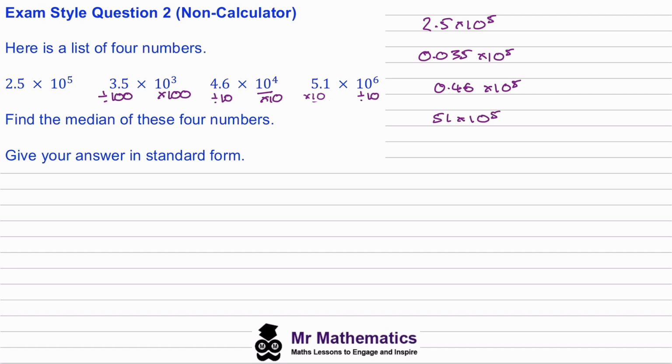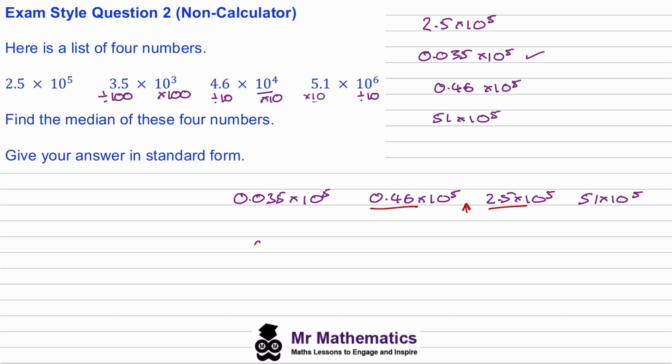So in ascending order, we've got the 0.035. Then we've got the 0.46. The 2.5 times 10 to the 5. And the 51 times 10 to the 5. So we know the median will be halfway between the 0.46 and the 2.5. To work this out, we can just find the mean of these two values.